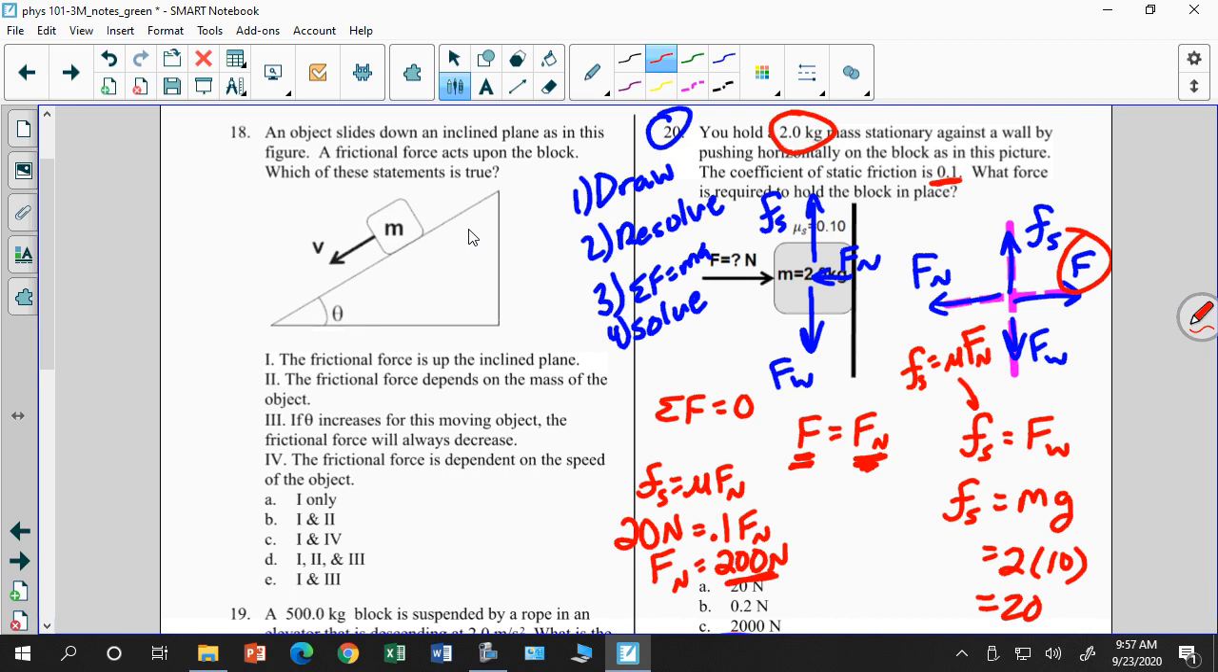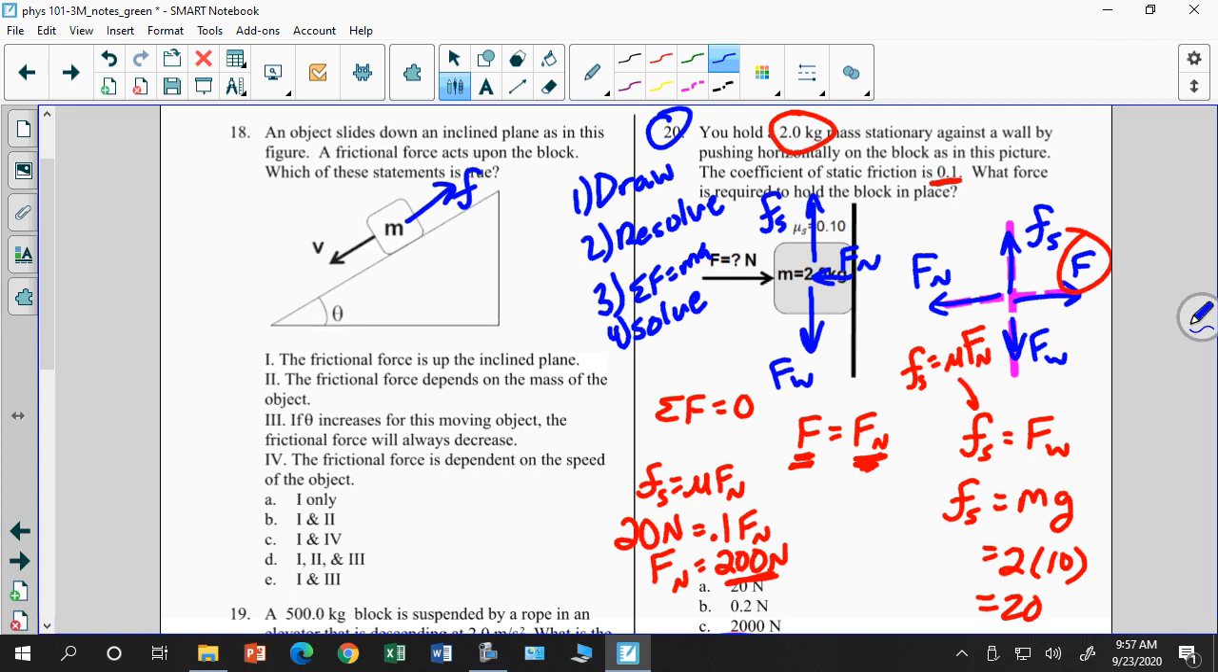As you know, well, it looks like statement 1 has to be true because it's in every option. And in fact, the frictional force is up the inclined plane. That is true. The frictional force opposes the direction of motion. This thing's moving down, so the frictional force is up. But you see it's in every one. The frictional force depends on the mass of the object.